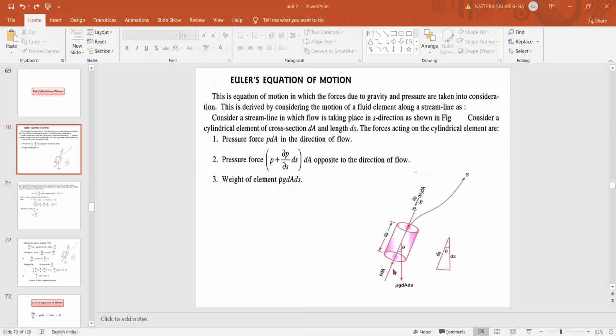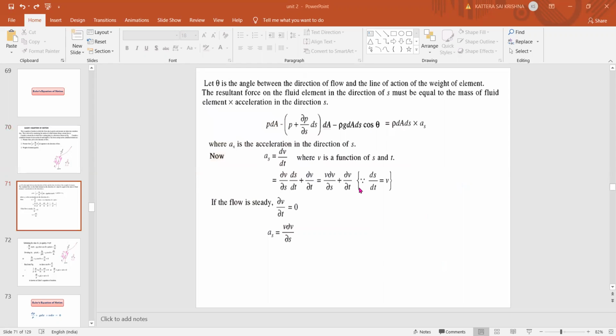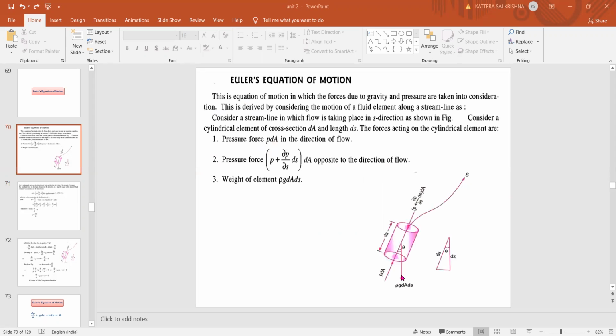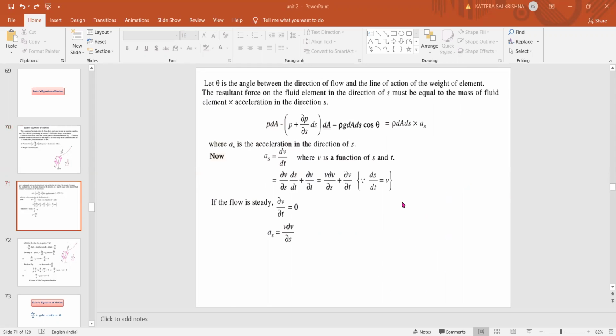So if you resolve the weight towards the direction of flow, you get cos theta. So rho g dA ds cos theta is along the direction of flow, but the arrow is away from P dA, so that is again minus. The resolution of the weight along the direction of flow gives minus of rho g dA ds cos theta. This is the weight component in the direction of flow, because we are considering only the fluid element in the direction of flow. This is equal to the resultant, which is m into a.